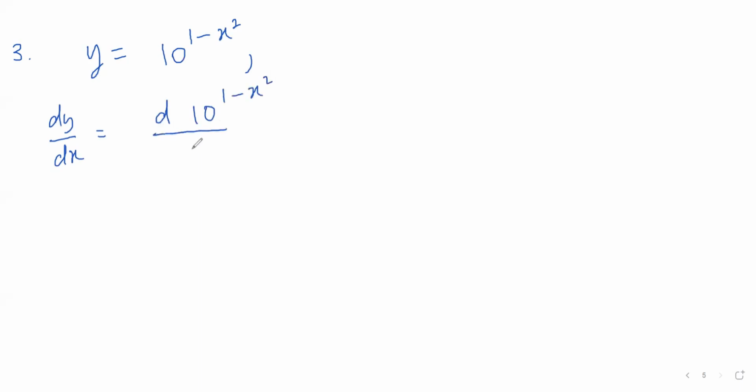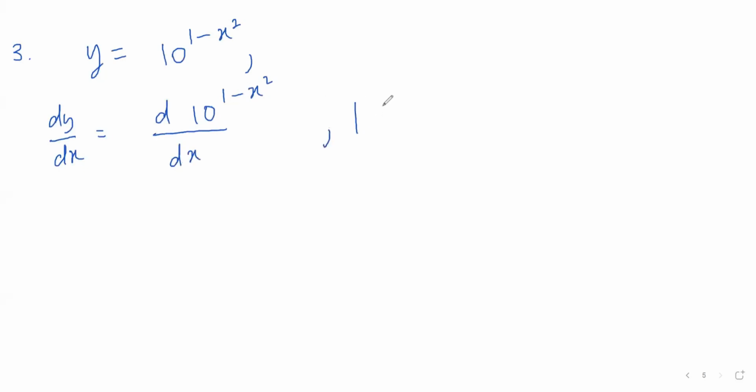And now let's move on to example 3, which is the last example. In example 3, we are given y is equal to 10 to the power of (1 minus x squared). So in this case, we have dy/dx is equal to the derivative of 10 to the power of (1 minus x squared) with respect to x.